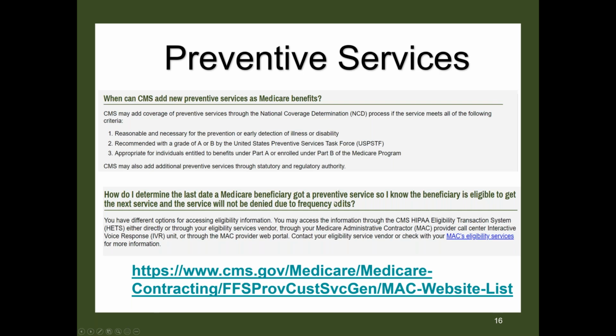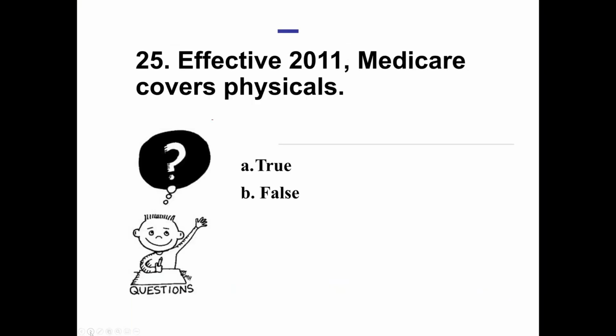There are frequency edits because it's a preventive service, so you don't have to be sick to get these, but there is a frequency. You can only get so many, so you want to double check and make sure that your dirty old man has these services available to him. So you want to check and make sure they're eligible, and I clipped and pasted that there. So there's the actual website there for the MAC eligibility services. If you click there, you will get to a listing of the different MACs and how to get to where the eligibility services are.